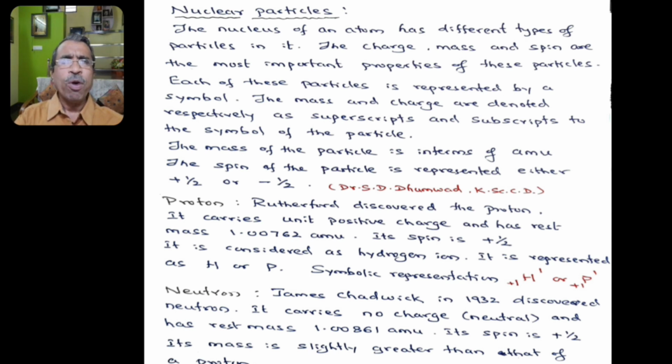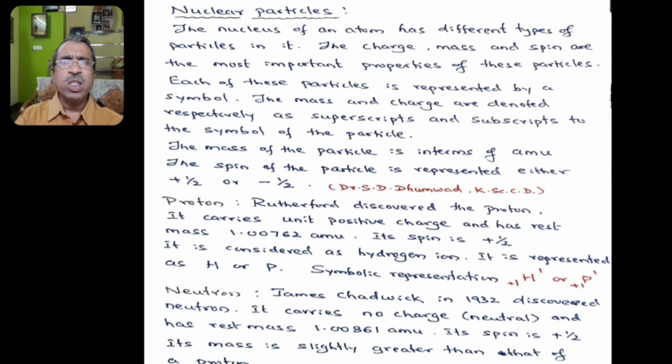Now, Rutherford discovered the proton. It carries unit positive charge and has rest mass 1.00762 AMU. Its spin is plus half. It is considered as a hydrogen ion. It is represented as either H or P. The symbolic representation is H with plus 1 and 1, or P with plus 1 and 1. Plus 1 signifies the charge of the proton and 1 signifies the mass of the proton.